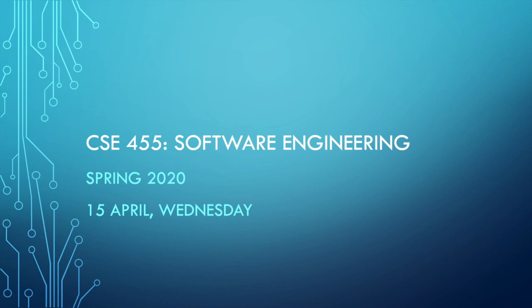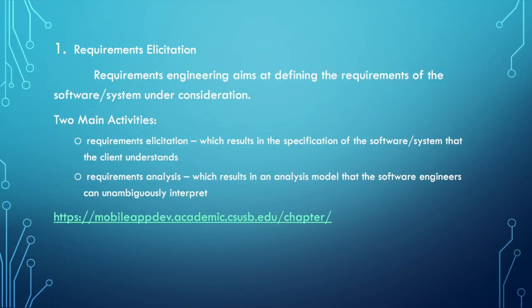the requirements elicitation. This is the part where you talk with the client and find out what the client wants. And so there is a requirements engineering, where the goal is defining the requirements of the software or the system under consideration.